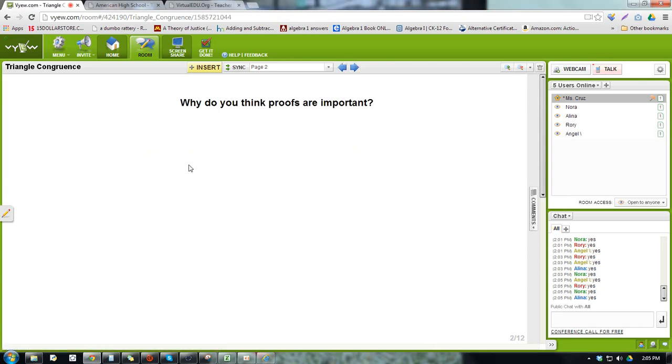Depending on how far along you are in this course, you may or may not have started to do proofs yet. So before we talk about proofs in math, I want to get your ideas about why you think proofs are important. Does anybody have ideas about why they think proofs are important? Raise your hand if you have something you want to add.